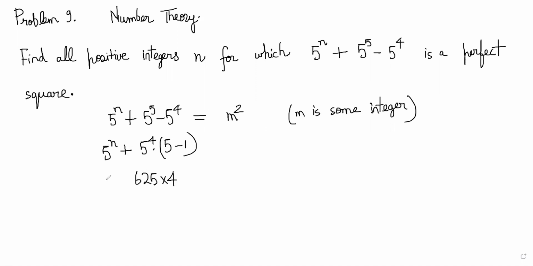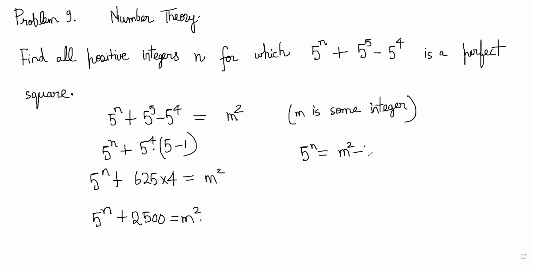Here you have 5 power n plus this, so this is equal to m square. You get 5 power n plus 2500 is equal to m square. Now, at this stage, you should take 2500 on the other side and factorize it. 5 power n is equal to m square minus 2500. This can be written as m plus 50 and m minus 50.